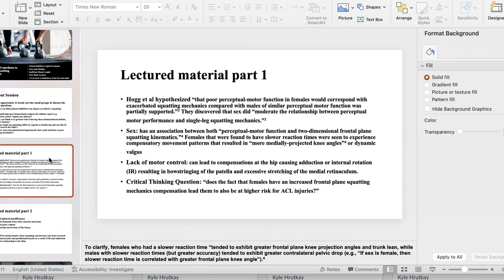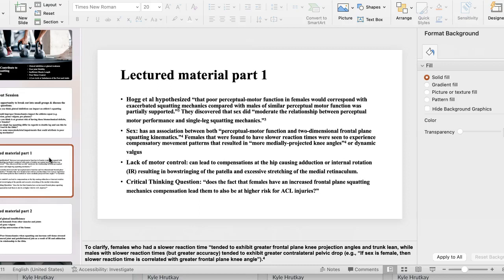Lack of motor control can lead to compensations at the hip, causing adduction or internal rotation, anteversion, all that stuff, resulting in bowstringing of the patella and excessive stretching of the medial retinaculum. So definitely setting that athlete up for an increased chance for injury and pain, especially in the long run, or perhaps under higher loads.